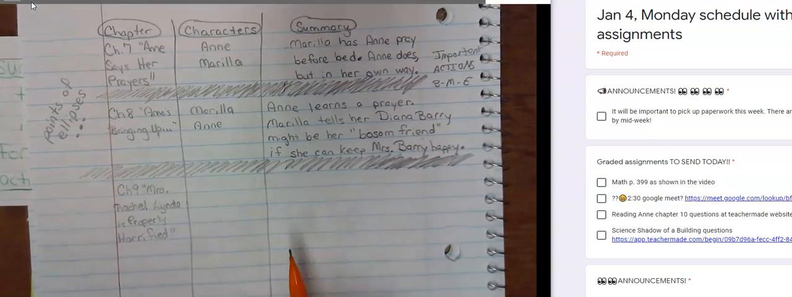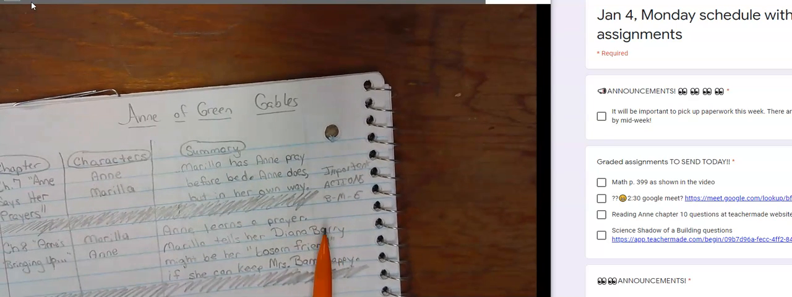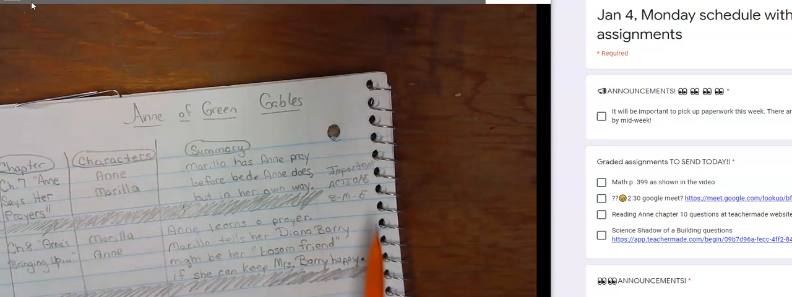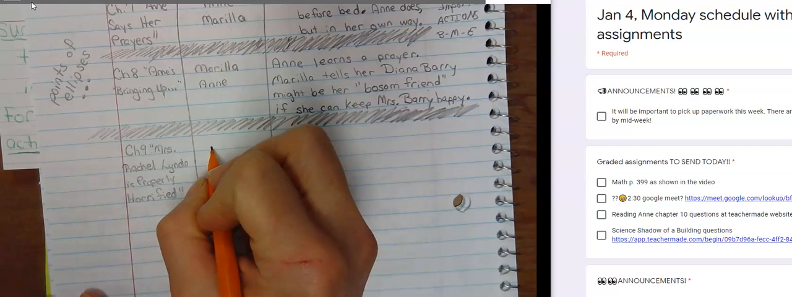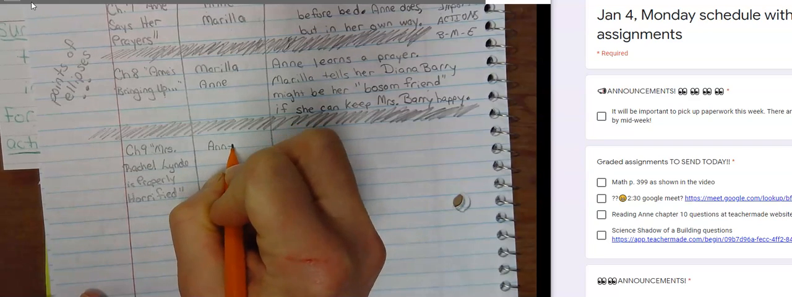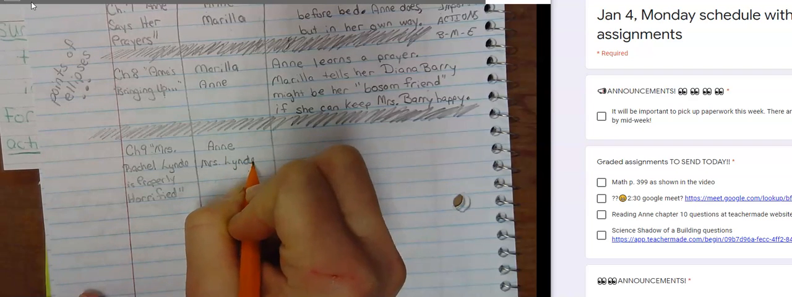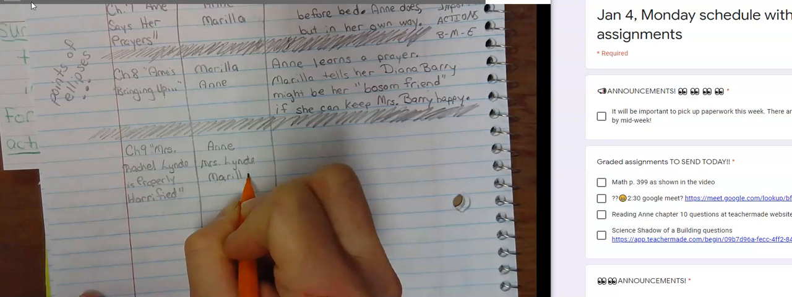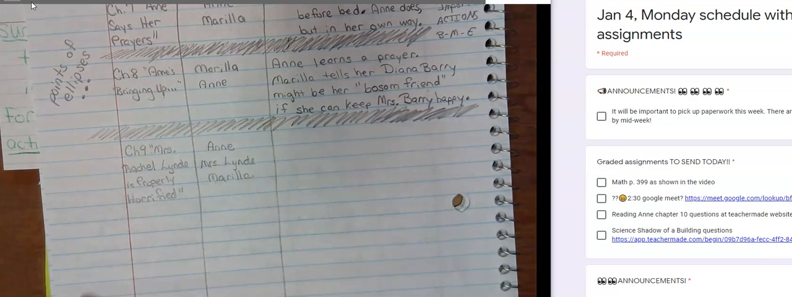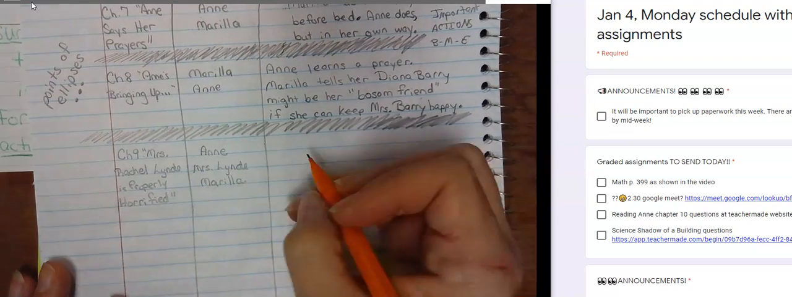Remember, a summary is going to tell the important actions from the beginning, the middle, and the end of a text, and you need to focus on action when you summarize. That's why we're pulling out the characters separately. Anne, Mrs. Lynde, and Marilla's not as important until the very end. Marilla just sort of stands by and watches most of the action in chapter 9.